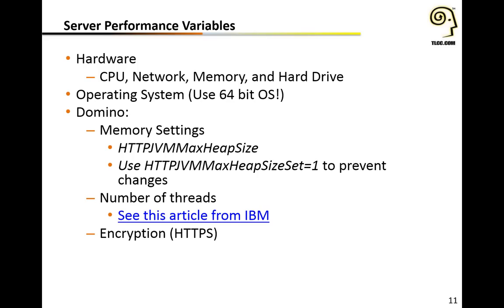Another factor is the number of threads that you can set for the HTTP task, and there's a link I put in for an article from IBM. You don't want to arbitrarily set this to be too big. That can cause performance problems, and obviously you don't want it too small. So the article from IBM goes into a lot of detail. And then I also mentioned encryption, HTTPS, which provides the secure HTTP transfer. Obviously that has an impact on performance, but nowadays is almost becoming a requirement for a lot of websites, especially dealing with any sort of personal information.